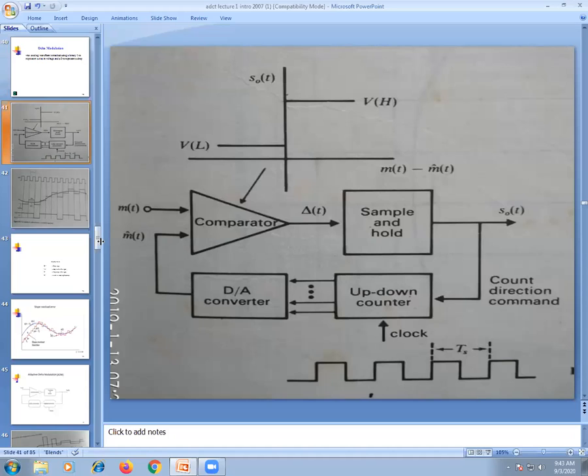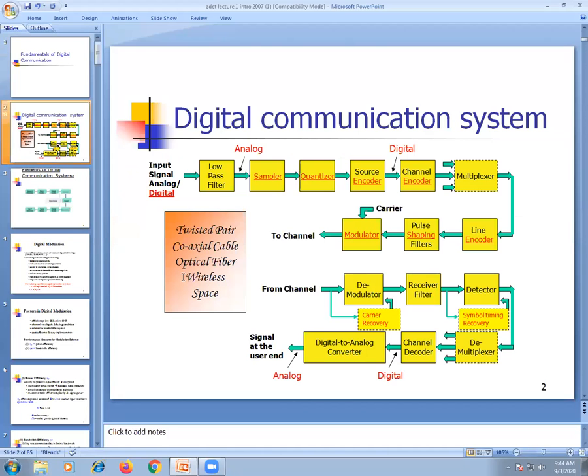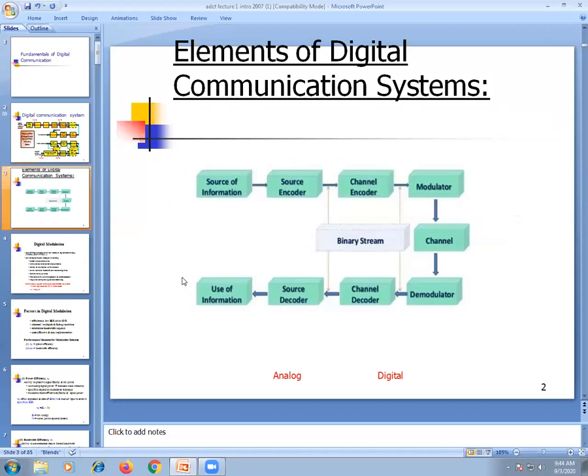If possible, I will give you the derivation, and with this we conclude the first chapter. The first chapter covered the elements of digital communication, the advantages of digital communication, and the PCM system.